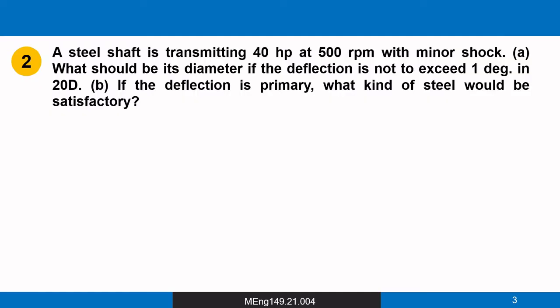Now let's go to problem number 2. Problem number 2, a steel shaft is transmitting 40 HP at 500 RPM with minor shock. A. What should be its diameter if the deflection is not to exceed 1 degree in 20D? This refers to the length of the shaft, which is equivalent to 20 times its diameter. B. If the deflection is primary, what kind of steel would be satisfactory?